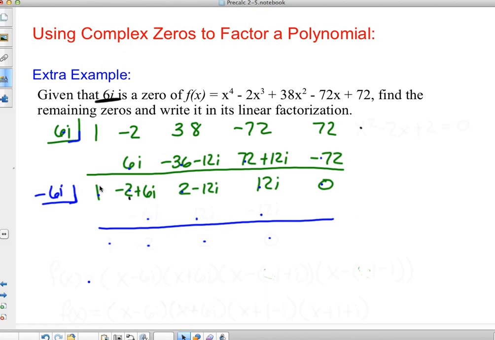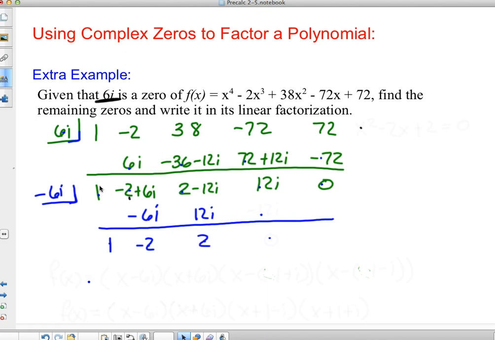So we dance through this next one. 1, okay, times negative 6i is negative 6i. But this is nice because it clears that out and becomes negative 2. Okay? And then I do the next one, and I've got negative 6i times negative 2, which is positive 12i, and that clears out my negative 12i, so I got 2 again.